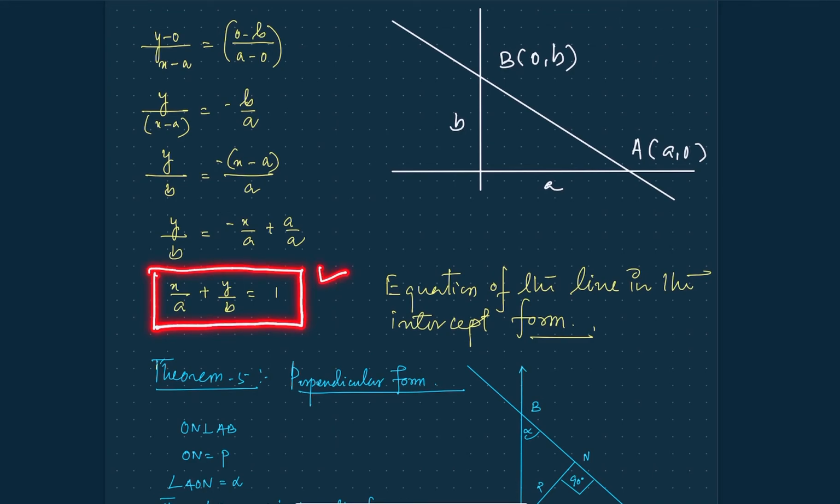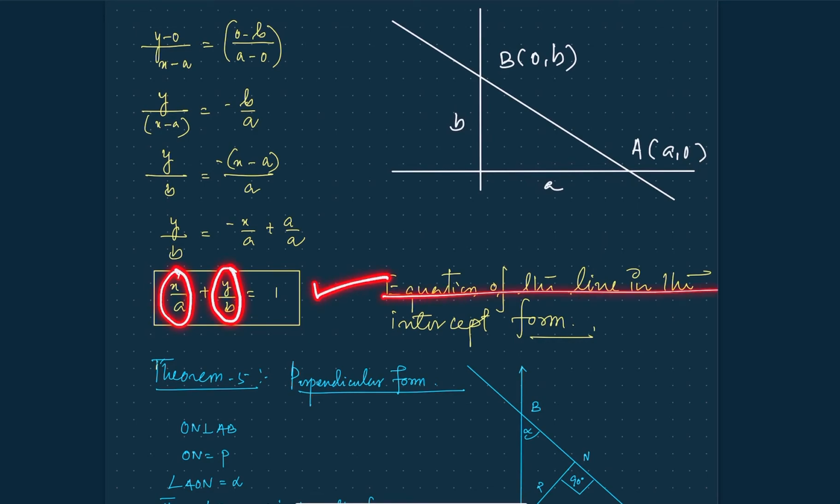This is called the equation of a line in the intercept form. So what is this a and what is this b? These are the distances. This is the x intercept on the x axis, this is the y axis, and this is the y intercept. The x intercept is a and the y intercept is b. That's why x by a plus y by b is equal to 1.